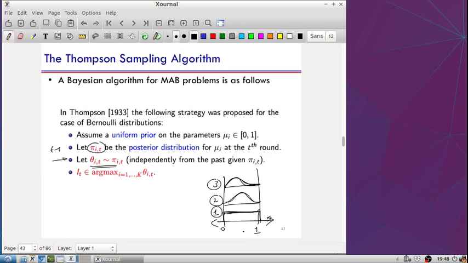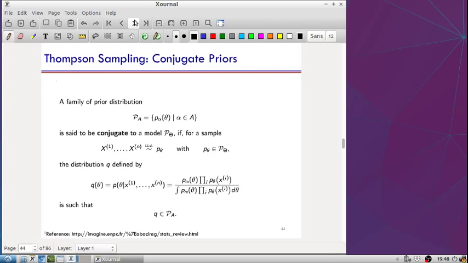Is there any question about the algorithm? Okay. So how do we maintain this posterior distribution? That's the tricky part. Maintaining posterior distributions is easy if you can do Bayes' rule easily.